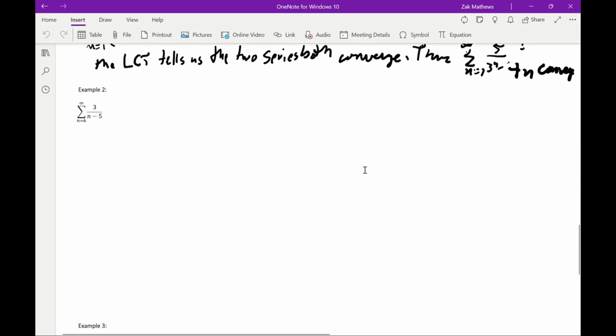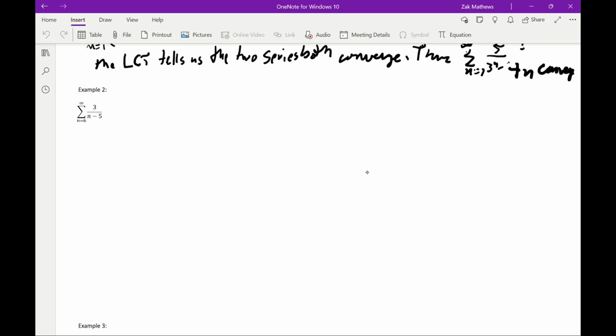Now this next one, example 2, the series n equals 6 to infinity of 3 over n minus 5. That one should look familiar if you watched the direct comparison test video, because it has the same example 2 as before. This is a good example where we can use either test. And so here we can apply the direct comparison test. I'm going to do the limit comparison on this video.